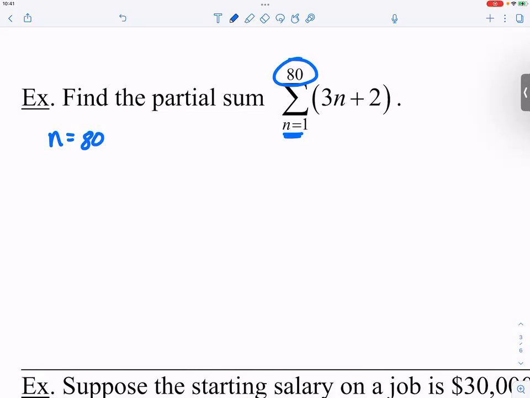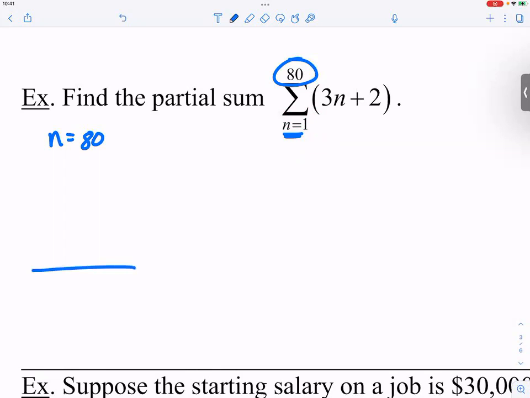Now I do want to emphasize one thing, which is that this number right here may or may not be 1. If it's 1, lovely, you just count from 1 all the way to 80, so you know the n value is 80. It might be 0, which we'll see later on today. But if it is 0, make sure you count the 0 as well. That's a little asterisk right there. So you know that's 80.